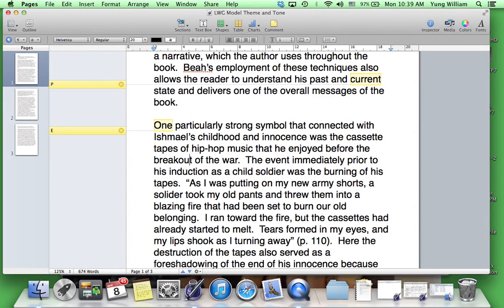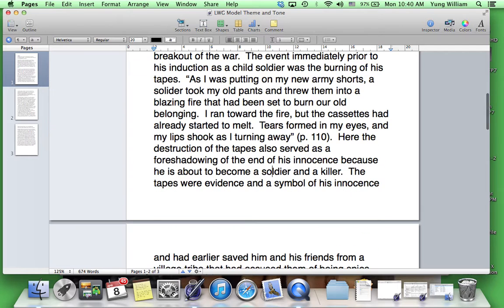If you remember, the immediate event that happened right before he became enlisted, or was put into the army, was that his shorts and his clothes were thrown into the fire along with the cassette tapes. So in a way that was a symbol of him losing his childhood, but it's also foreshadowing what's going to happen. Then I say later on, as I go further down, after I've included my quote, I explain it.